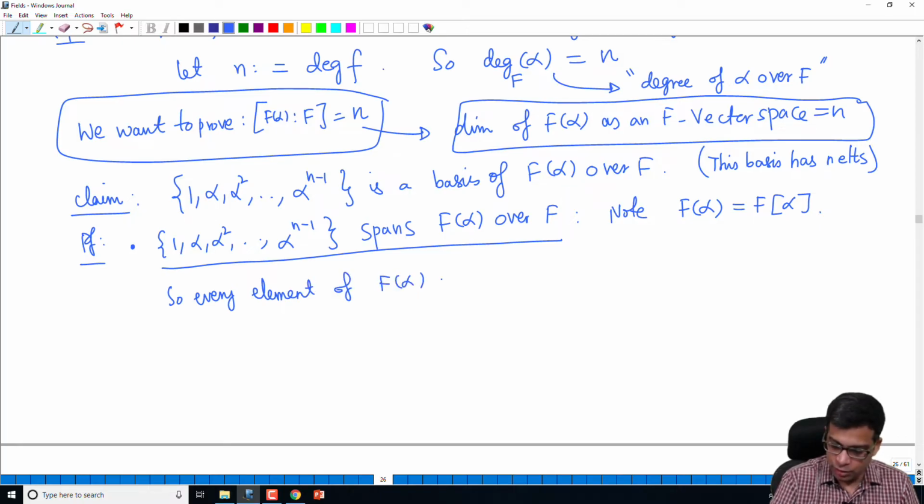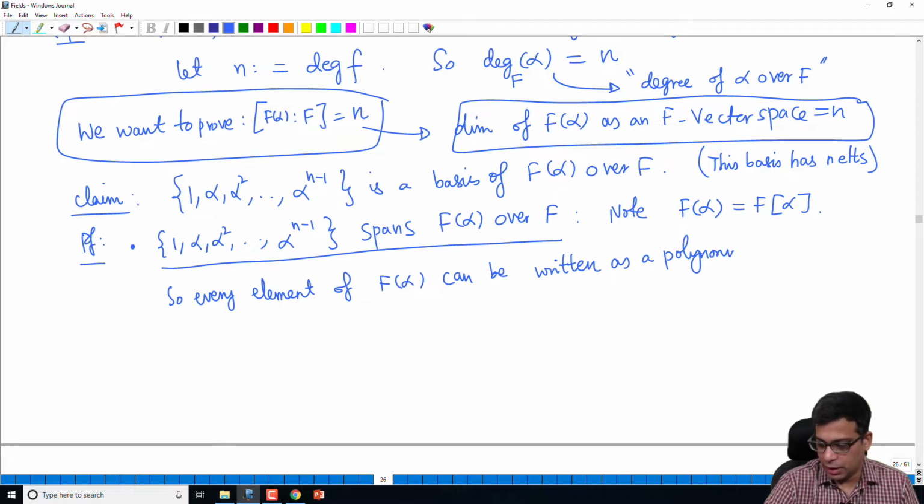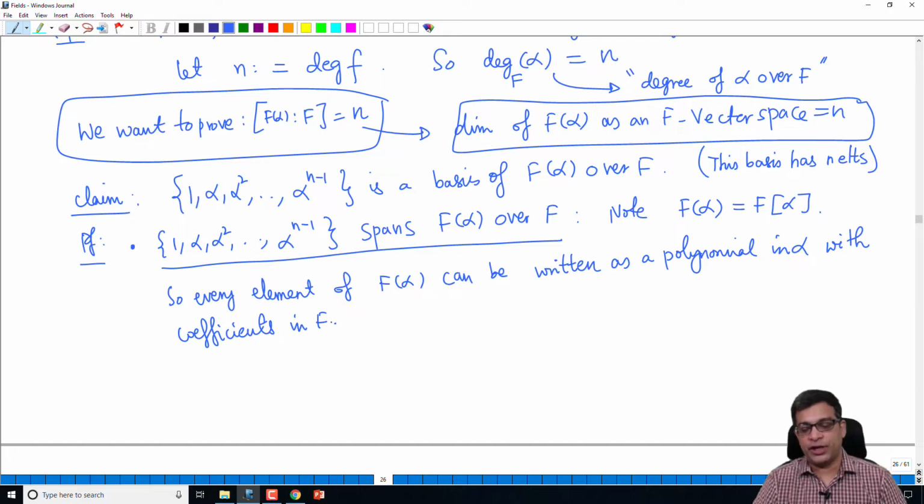of F(alpha) can be written as a polynomial in alpha with coefficients in F. This is by definition. This has nothing to do with f, the irreducible polynomial of alpha. F[alpha] is the polynomial ring over F in alpha. That means elements are polynomials in alpha with coefficients in F. So every element can be written like that.